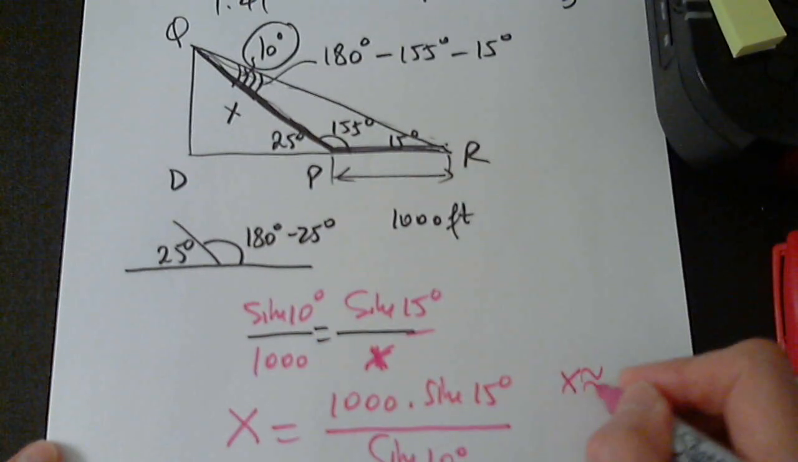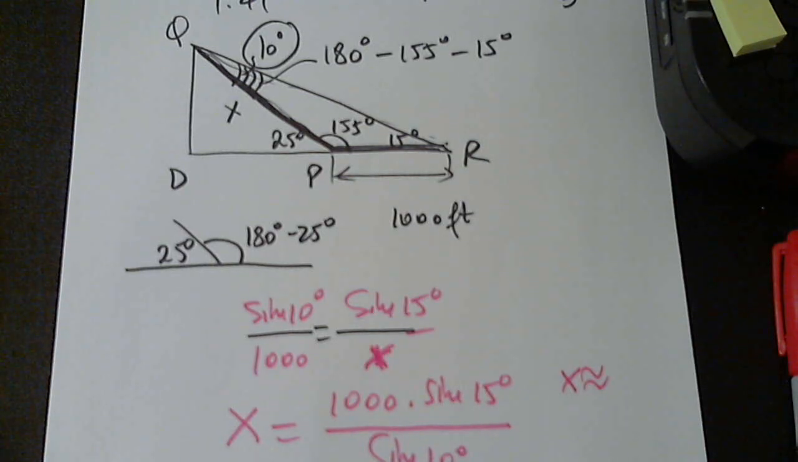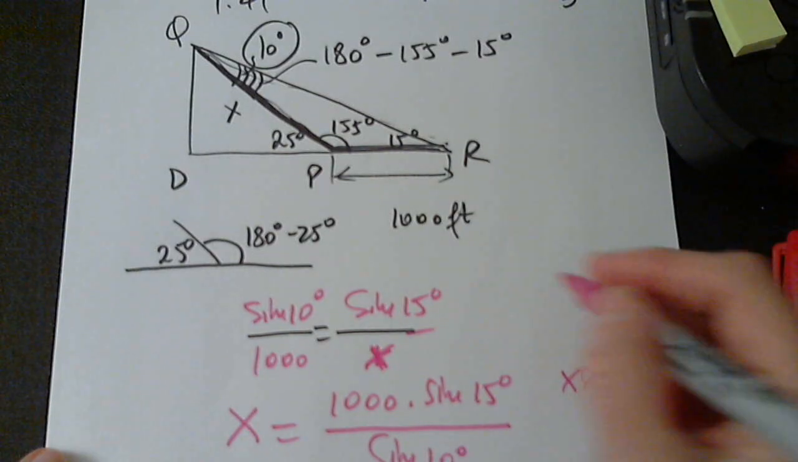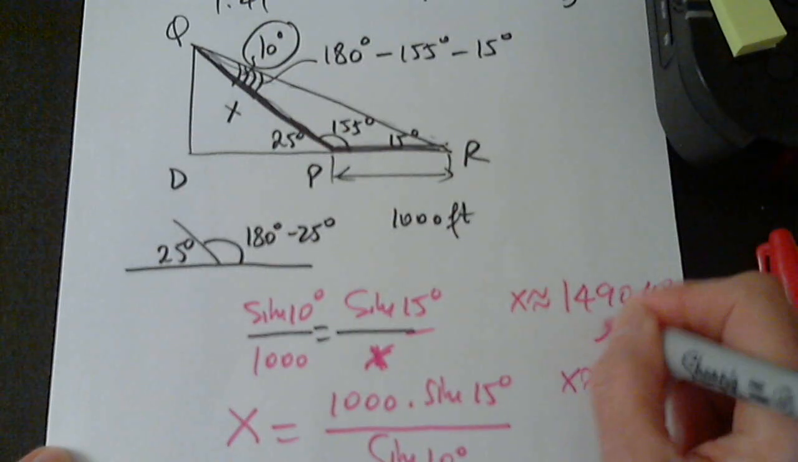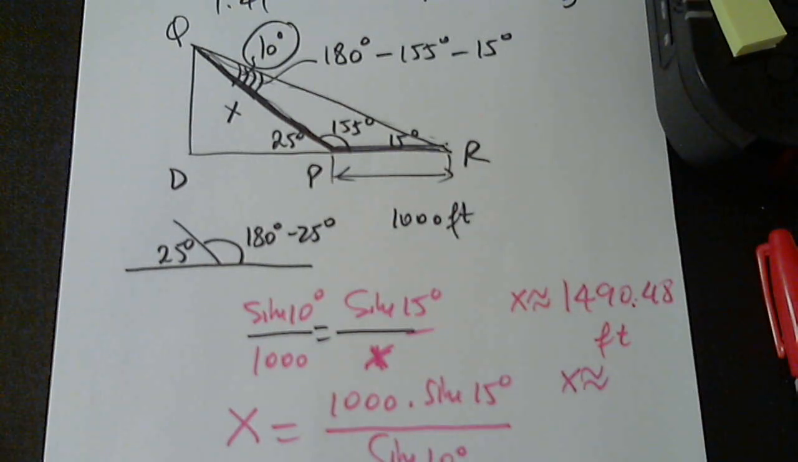Excellent. So X is approximately, yes, I will use a calculator. So we have 1,000 multiplied by sine 15. Remember to have your calculator in degree mode, and over sine 10. Good. 1,490.48. So X is approximately 1490.48 and is in feet. So the ski lift should have this length.